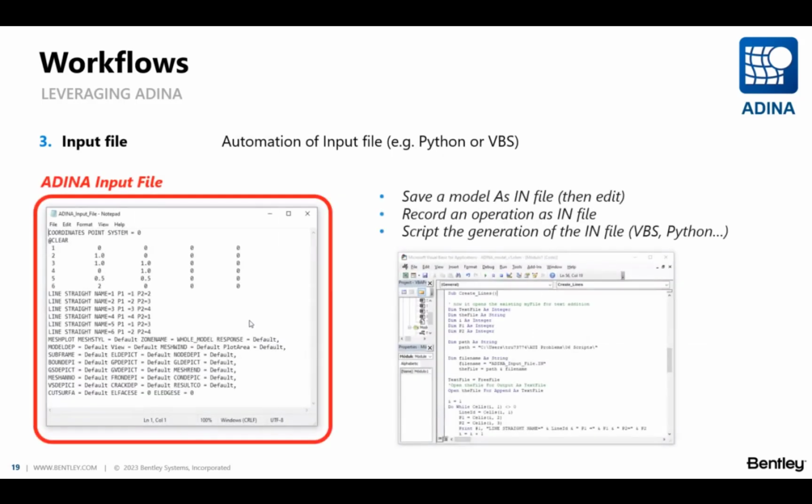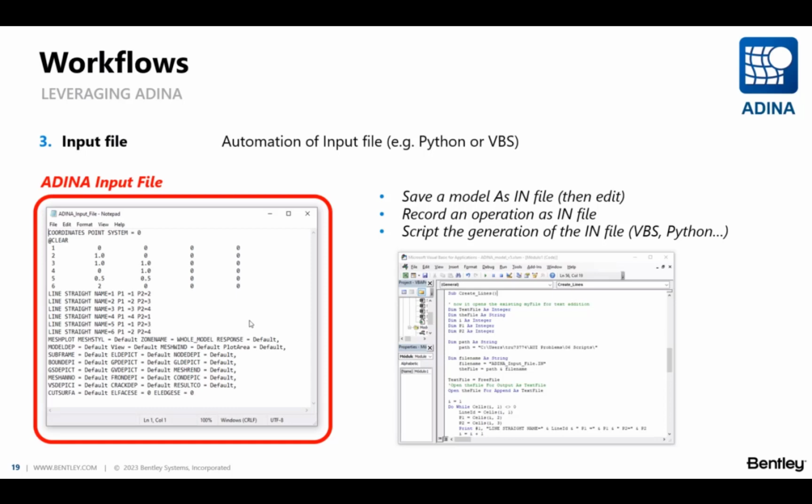And finally, we have the Adina input file, which, as I said before, is a text file that contains all the commands required to perform tasks in Adina, from simple operations like applying a load to the creation of an entire model. As I said before, this is similar to the STAAD.Pro STD file, even though it has its own commands, of course, different to the STAAD.Pro commands.